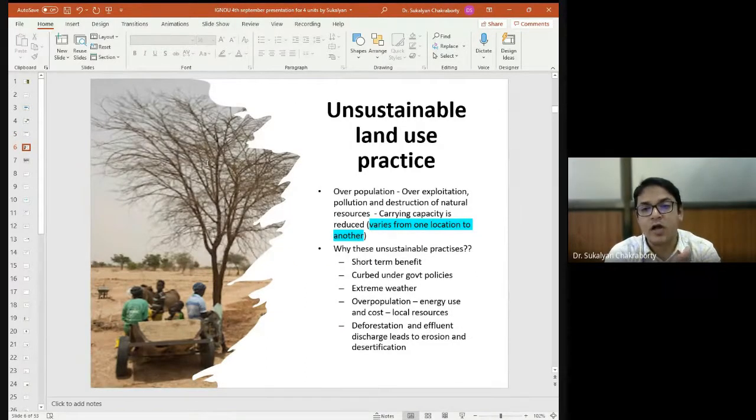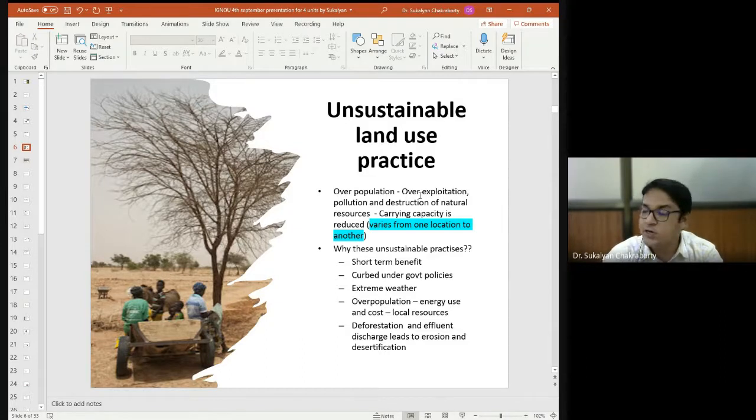Okay, I was talking about unsustainable land use practices. By now we know what the land components are, what the different types of land uses are, and what the land characteristics are. Now, once we know all about these, the next thing that we should know is what are the unsustainable practices that are going on, which is leading to a depletion of the land resources. So here I jot down the unsustainable land use practices.